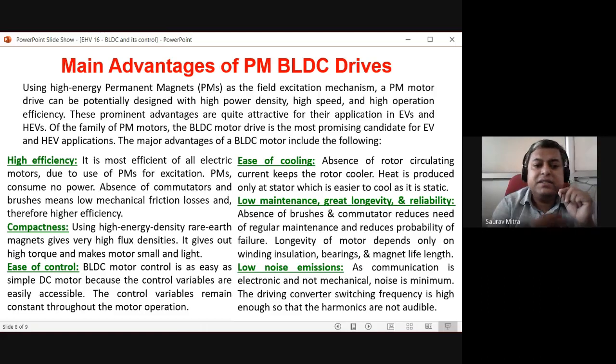Compactness, so using high energy density rare earth magnet. Just check, Alnico is one of the things which is used. You can find out what is Alnico. Together they have produced some material which may be used for this PM. Okay, in the book of Ehsani you can find a detailed discussion of permanent magnets. So using high energy density rare earth magnet gives very high flux densities. As phi is more, speed of the motor will be more, efficiency of the motor will be more. So it gives high torque and makes the motor small and light.